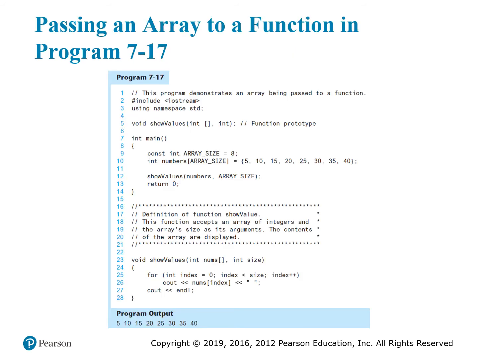Again, since C++ doesn't have any range checking on arrays, reporting this size is really important. So we pass the array numbers, and we pass the array size, and then it's able to go from index 0 to index less than size and output numbers at index for each one.